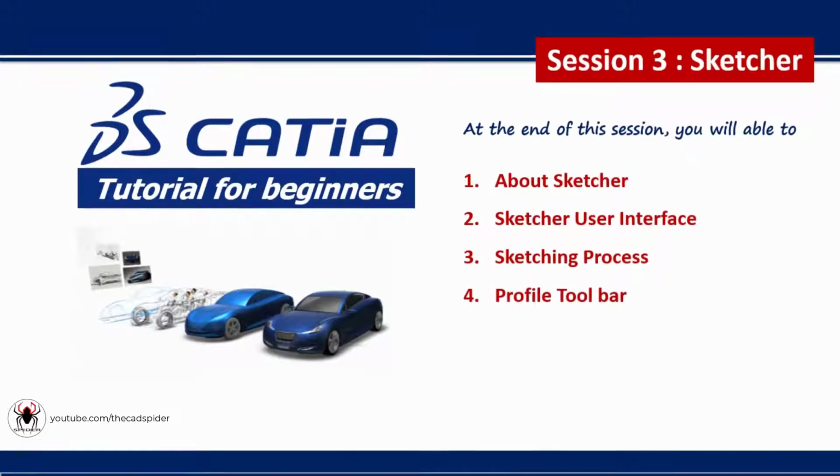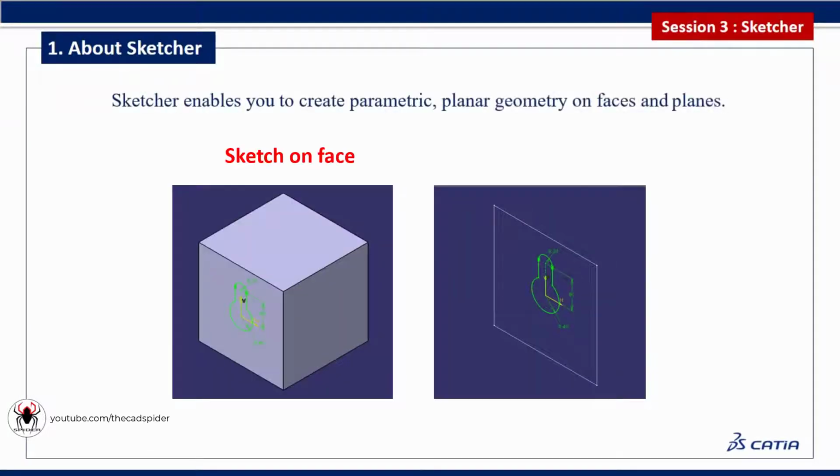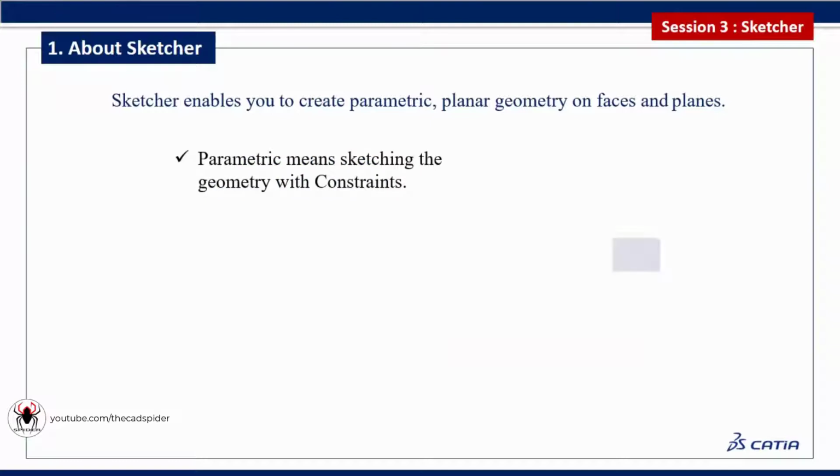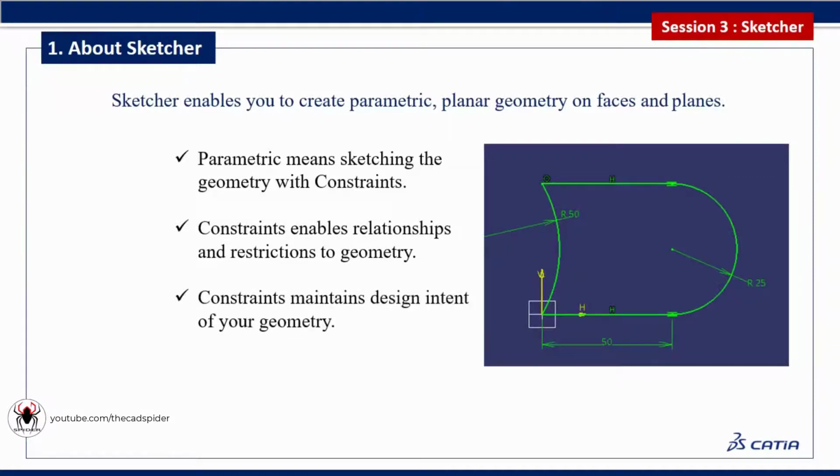First topic is about Sketcher. Sketcher enables you to create parametric, planar geometry on faces and planes. Parametric geometry is a technology that is used for designing with constraints, which are relationships and restrictions applied to geometry. It also maintains design intent of your geometry.